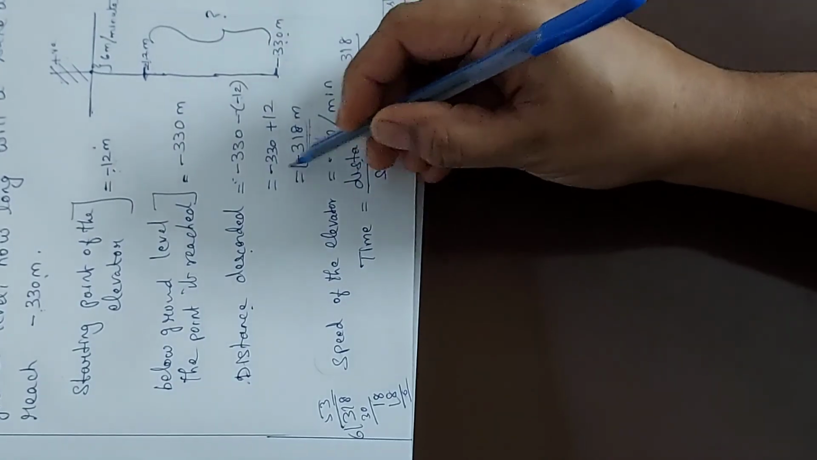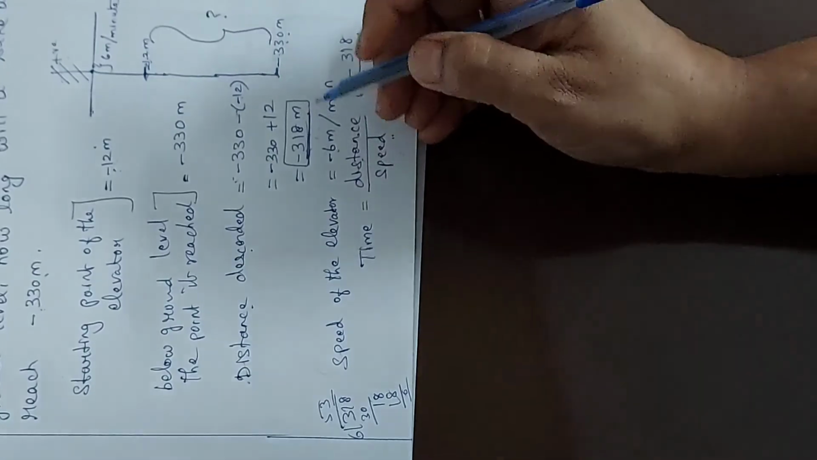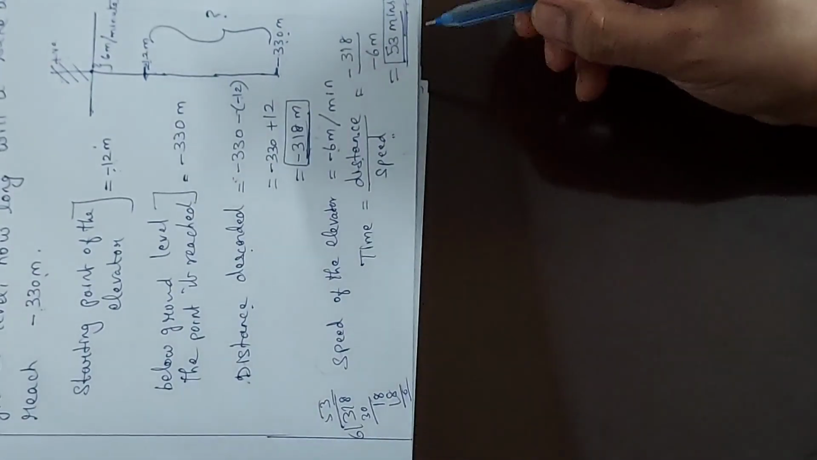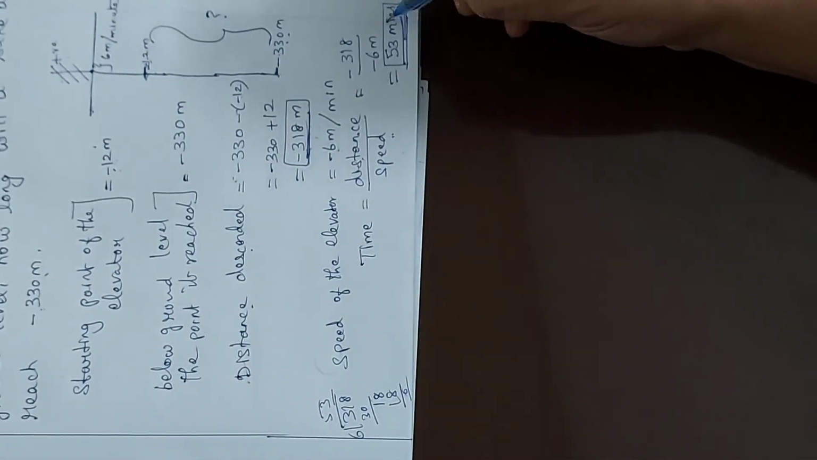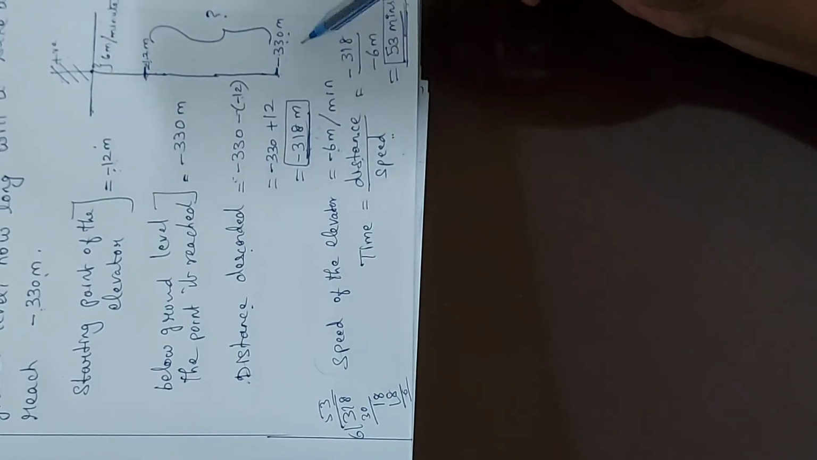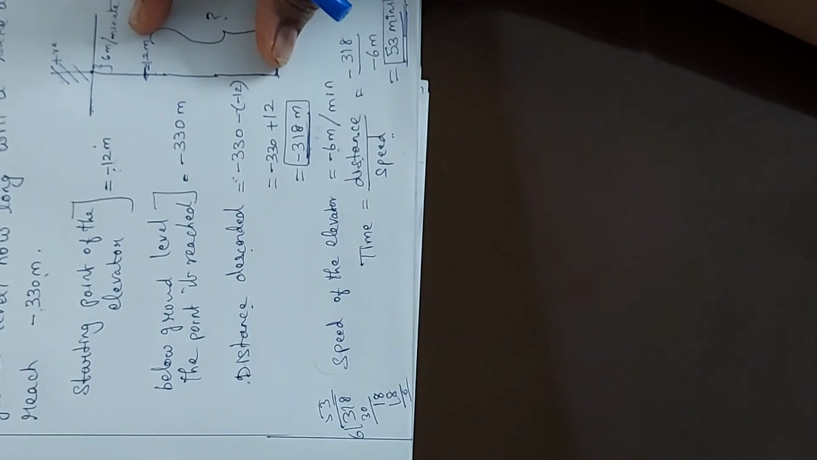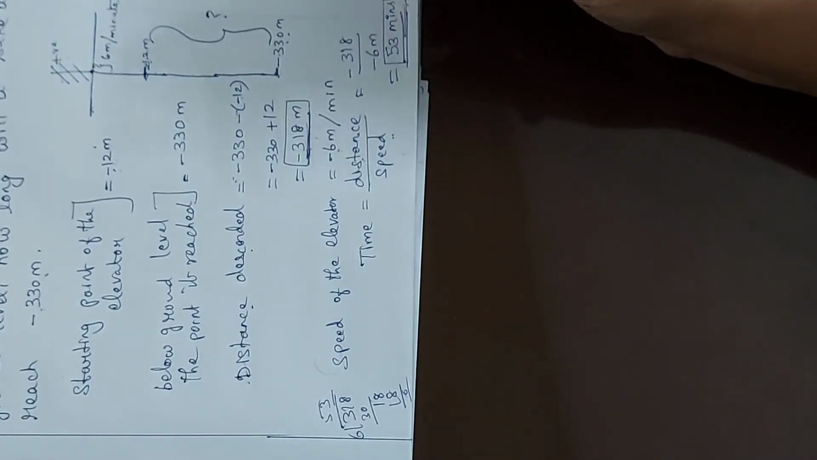Okay, children, we have found that it takes 53 minutes to reach the distance of 318 meters. That is, to cover the 318 meter distance, it takes 53 minutes of time.